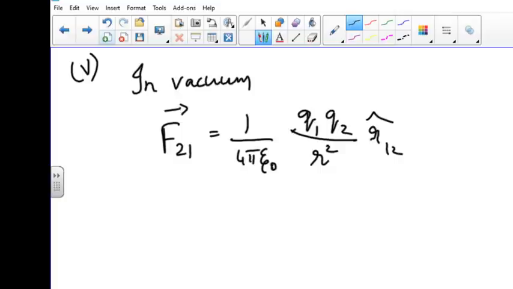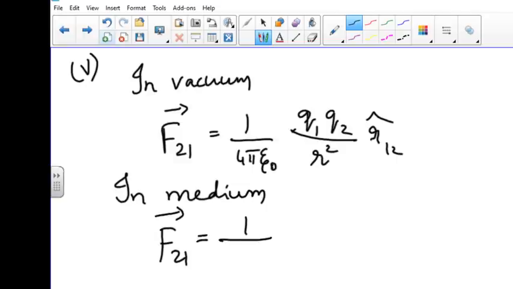So this value is always greater when compared to that in a medium. For example, if you take a medium, this equation can be written as, in a medium, the force between the 2 point charges is represented as 1 by 4 pi epsilon into Q1 Q2 by R squared into R12 cap.